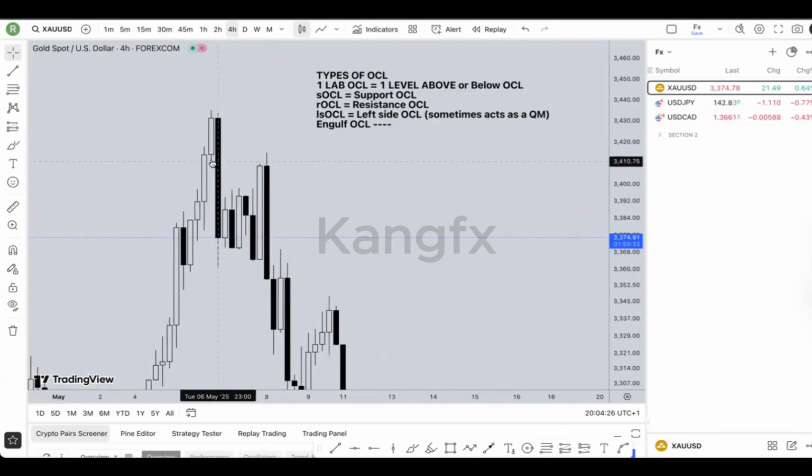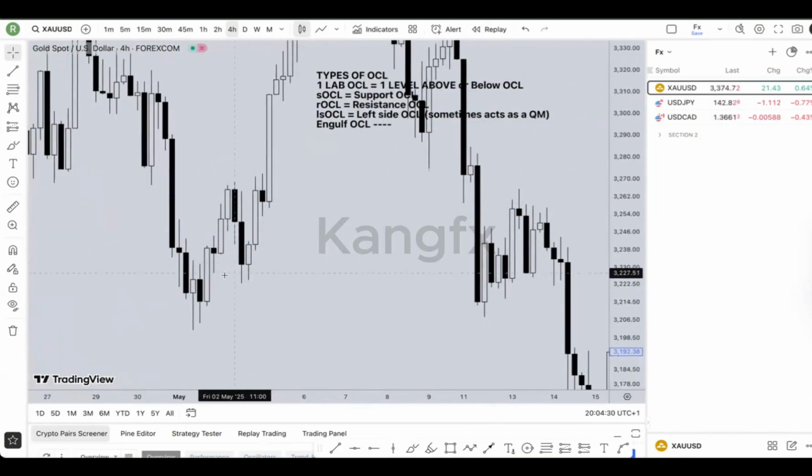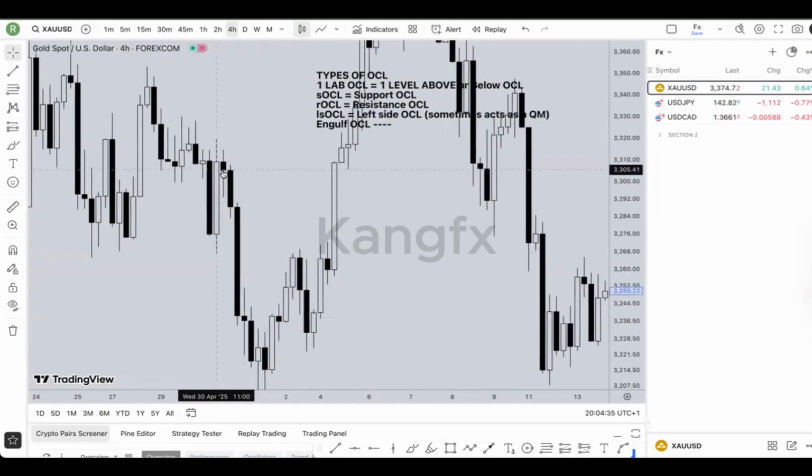Let's look for another support OCL or resistance OCL. This is a support OCL here. This is a resistance OCL.